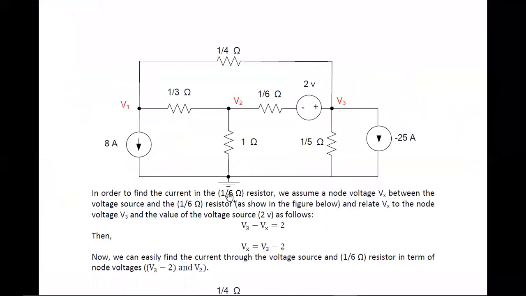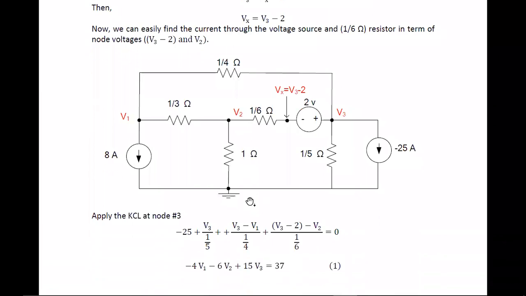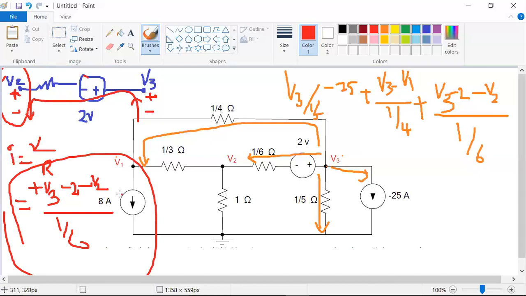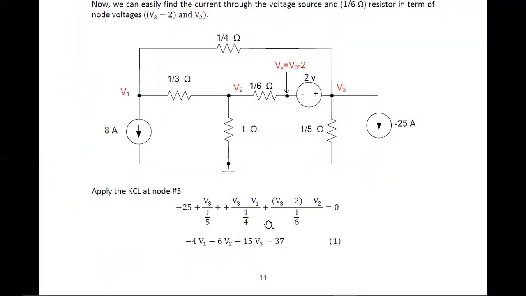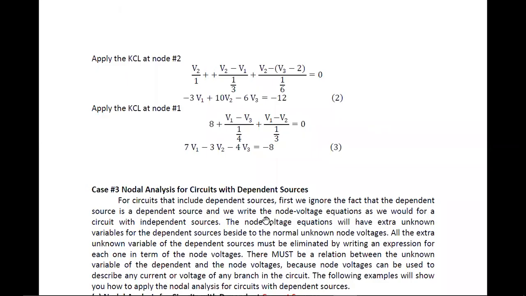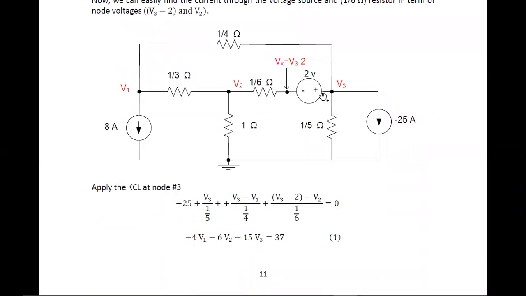Hope you are clear, right? The same comes here: V3 minus 2 minus V2 by 1 by 6. If you solve these equations, you will get V1, V2, and V3. Apply KCL at node 2, then you will get one more equation with unknowns like this. Then apply KCL at node 1, or you already know how to write the node 1 equation and node 2 equation also. There is something tricky about this V3. That is the reason I included this example in the class. So hope you are clear, right?